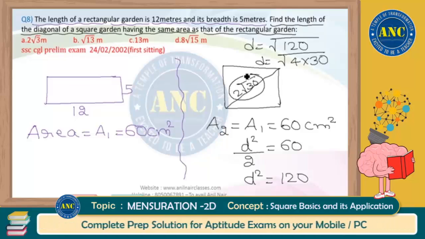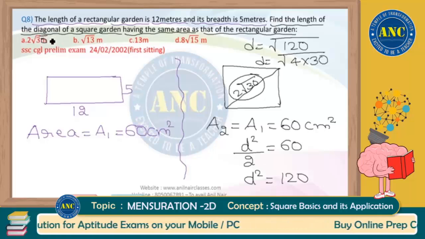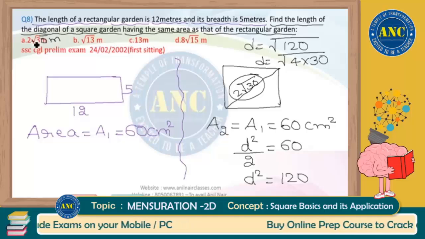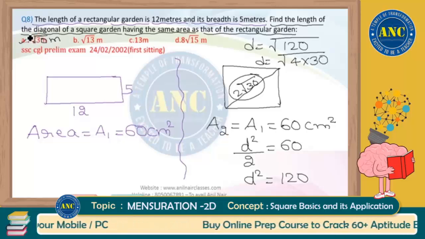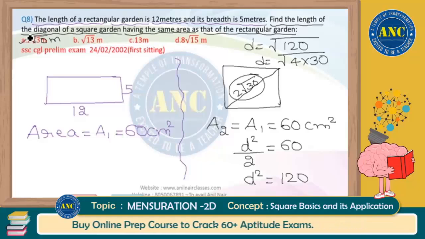That is nothing but option, which one, sir? 2 root 30 here. It is not 2 root 3 here. 2 root 30, which is nothing but option A. I hope the answer or the idea is very, very clear for you people, sir. Answer is 2 root 30.